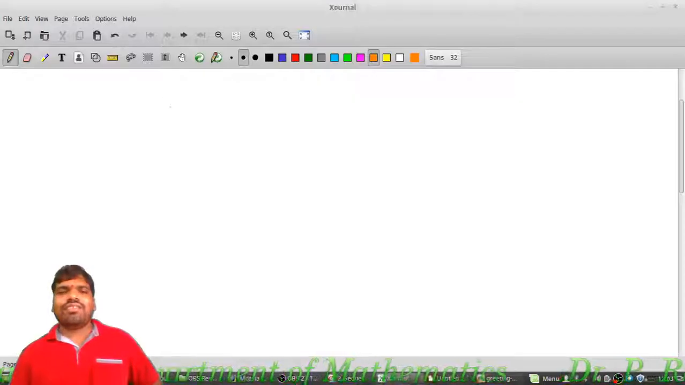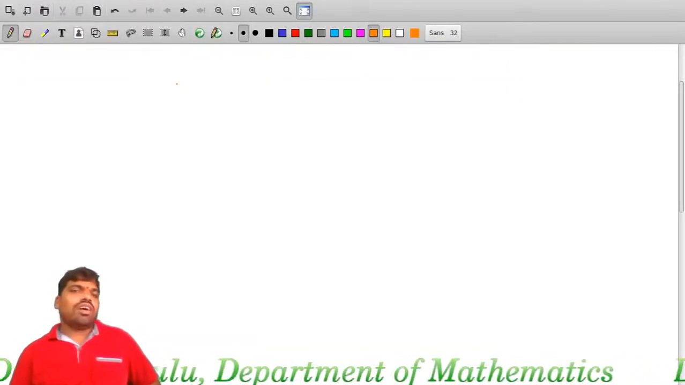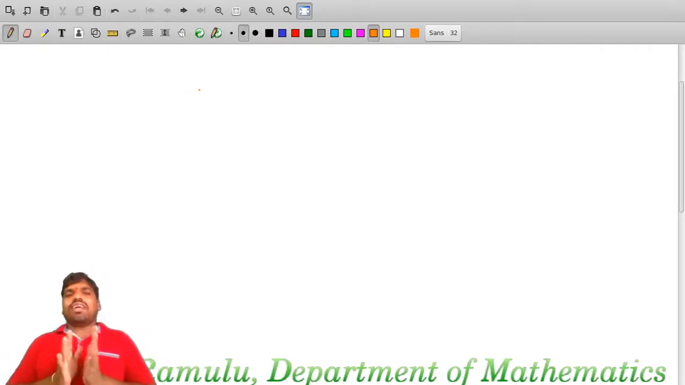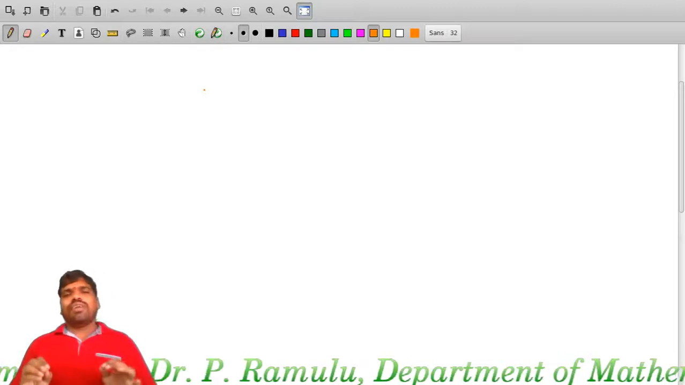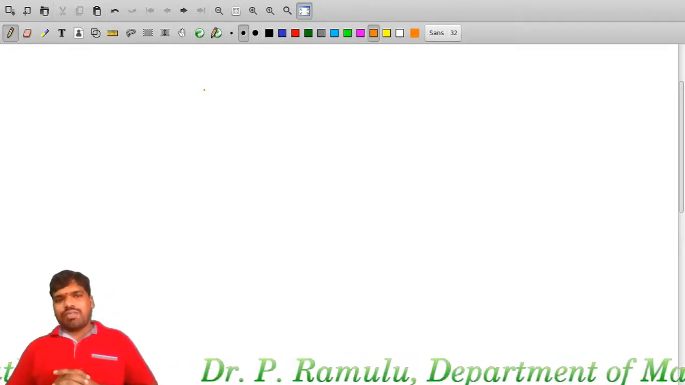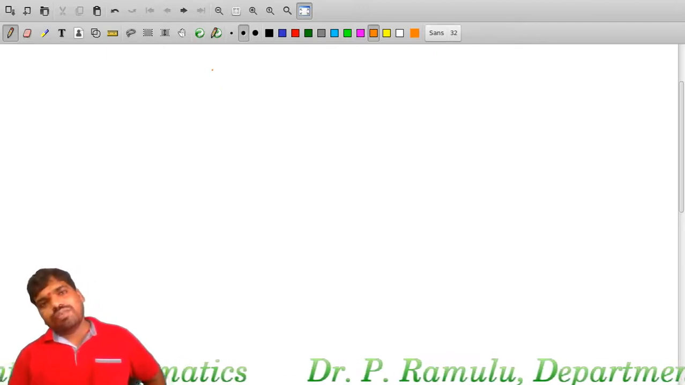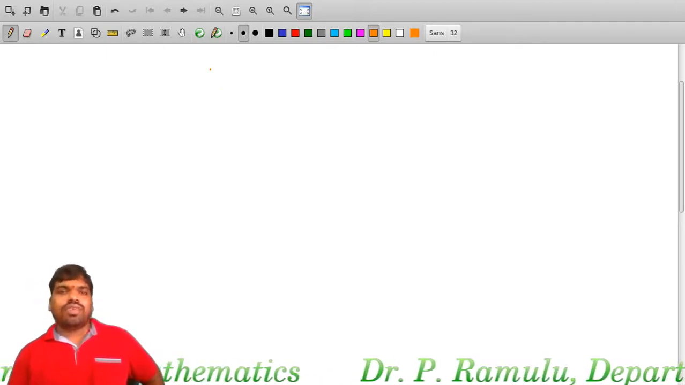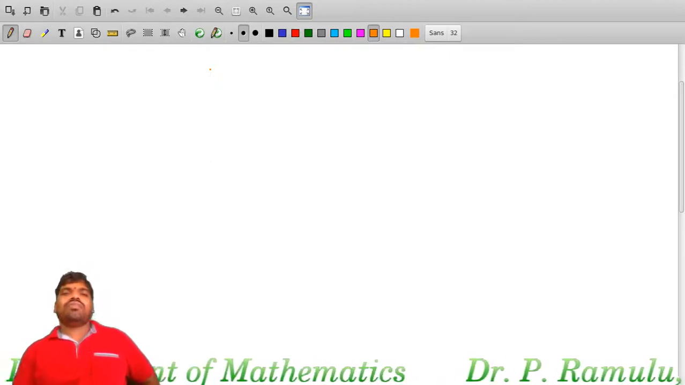So what does this theorem say? This theorem says that all bounded monotone sequences are convergent. This is a very simple statement, MCT. That means if it is bounded and monotone, that sequence is convergent.